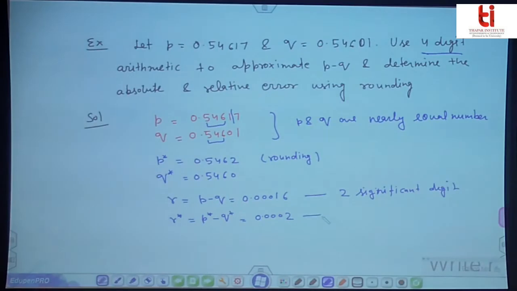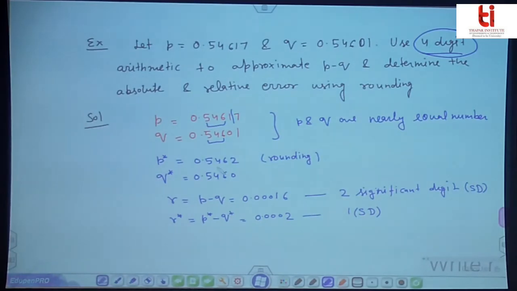And here we are having one significant digit. We are noting it as here. So in R star we are having one significant digit, in R we are having two significant digits. If suppose we have to use only three digits in calculation, R star is coming out to be 0. But actually the value of the subtraction between P and Q is not 0. So wherever we use P minus Q in further calculation, it will give you 0. So a huge error may be produced due to loss of significance.